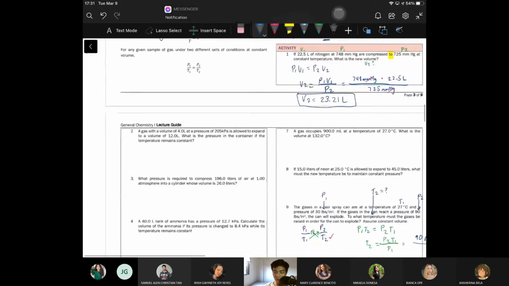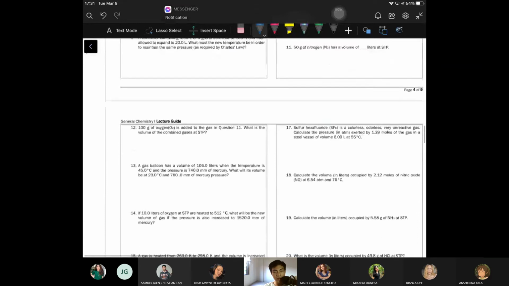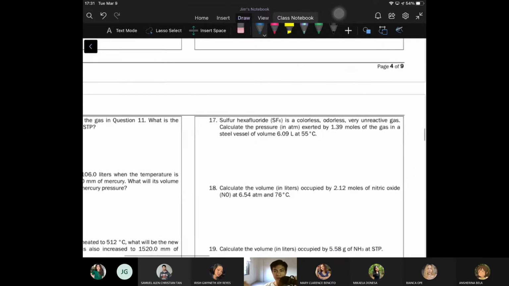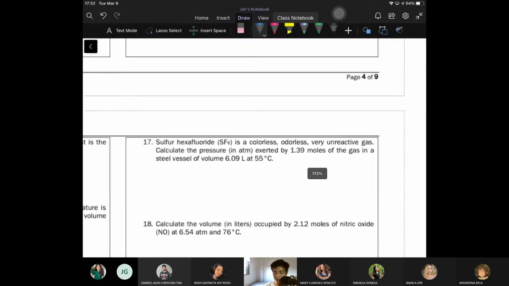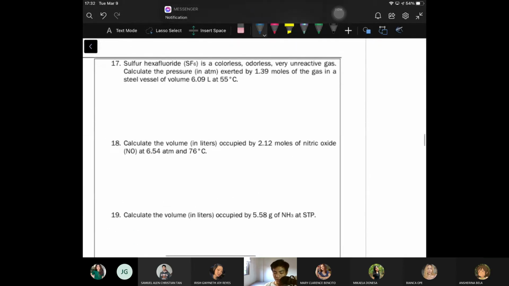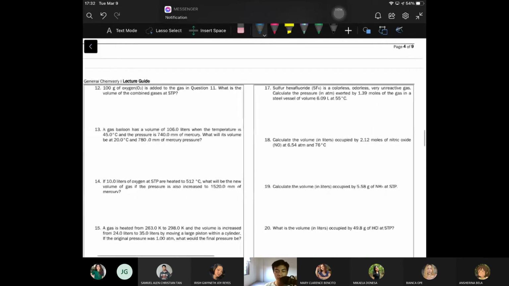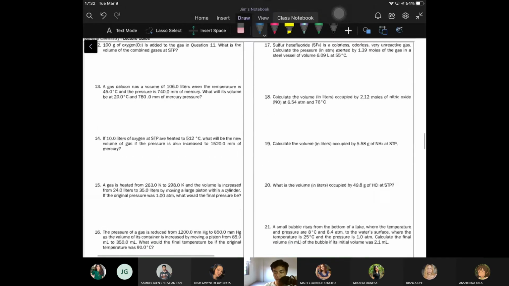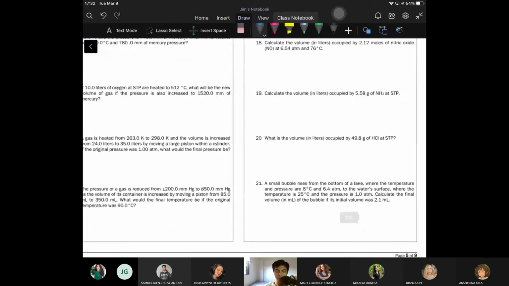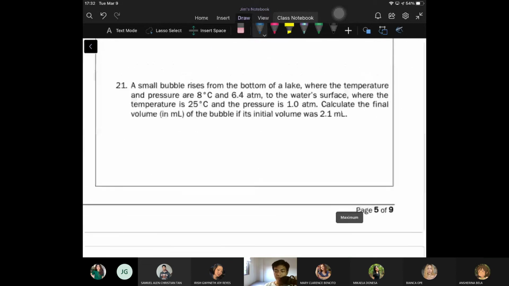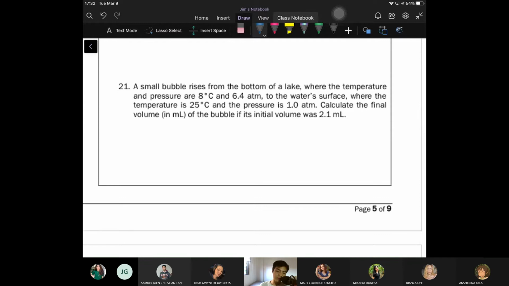So, kuha pa tayo ng ilang problems. If you want a copy of this, pwede naman ko kayo bigyan. No? Kayo, mag-practice na lang kayo dito. Pwede naman. Okay. So, send ko na lang tong copy ng lecture guide ko sa after this class. No? Okay. Ito yung ginagamit namin sa senior high dati. So let's answer this. No?